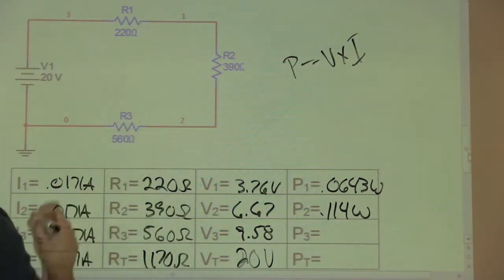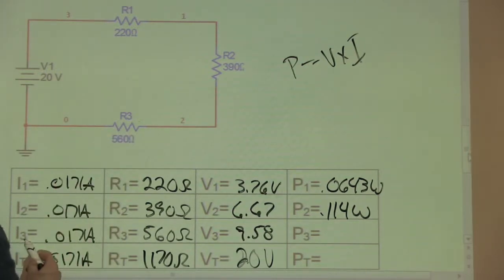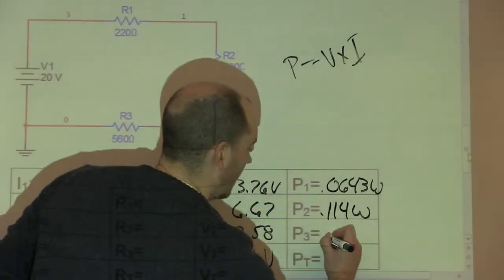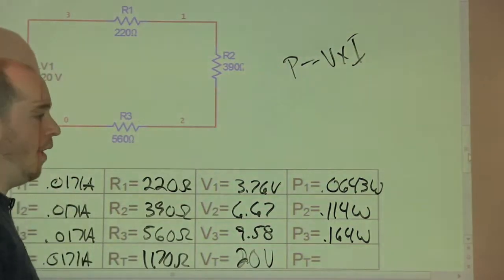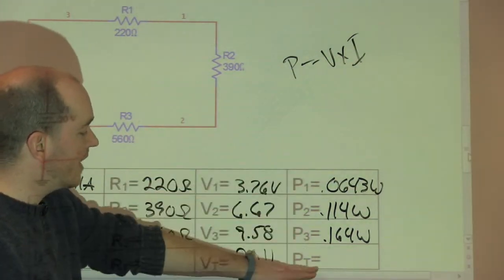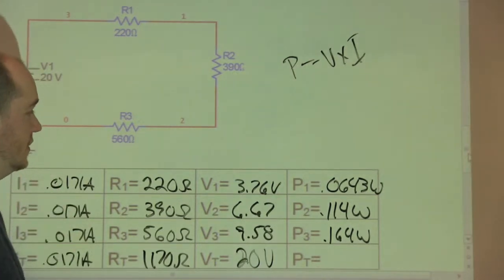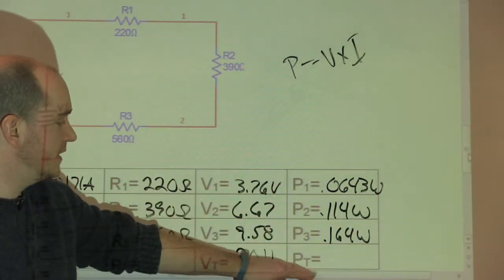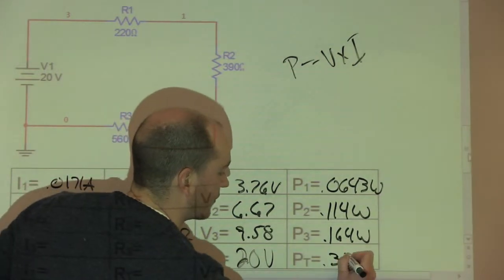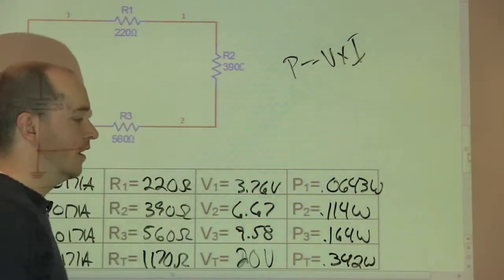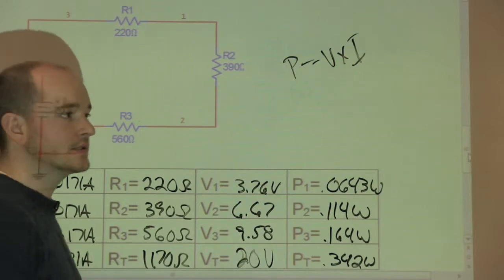For R3, we want to calculate the power dissipated there. We multiply 0.0171 times 9.56, and you're going to come up with roughly 0.164 watts, or 164 milliwatts. Now, to figure out your power total, there are two methods you can use. You can add all of these up to get your power total, or you can multiply your current times your voltage. And when you do that, you should come up with 0.342 watts, or 342 milliwatts.